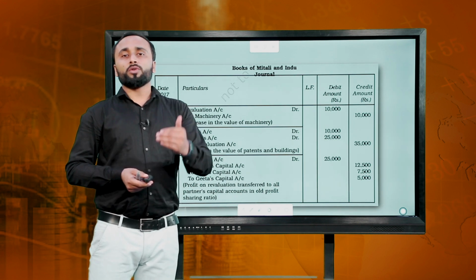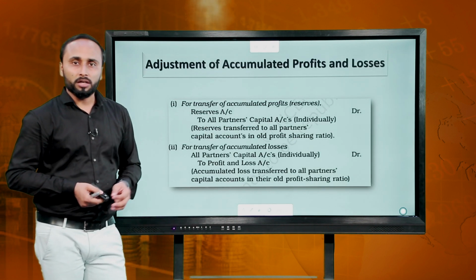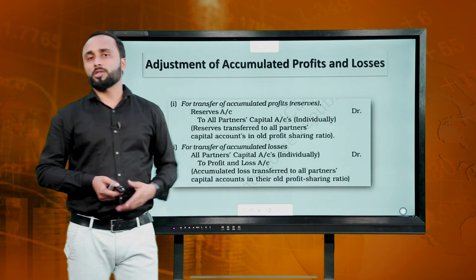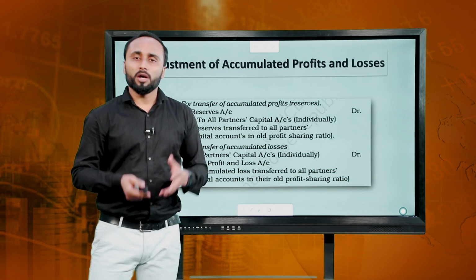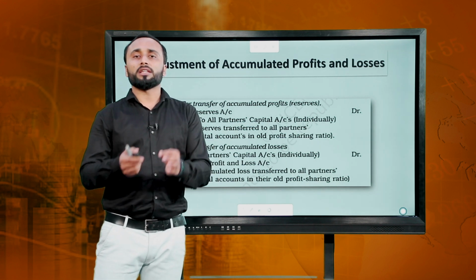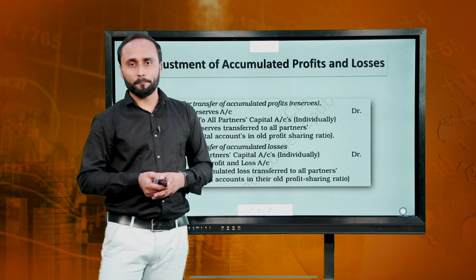Now let us move on to the next step. The next step is making adjustments for accumulated profits and losses, or you can also call them reserves. You have to make adjustments for the reserves or for the accumulated profits or losses existing in the firm's accounts or the books or the balance sheet.